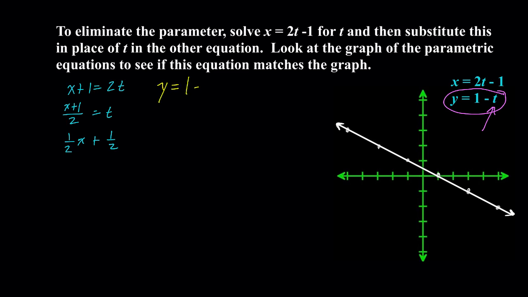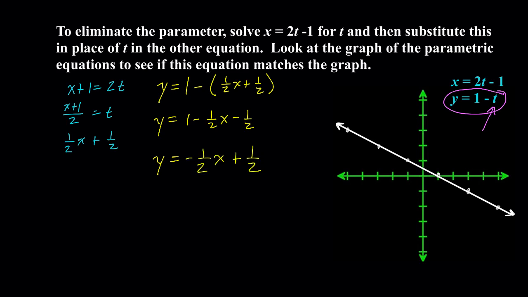y is equal to 1 minus this 1/2 x plus 1/2, which is 1 minus 1/2 x minus 1/2, or -1/2 x plus 1/2, which is a line. This is your y-intercept, which we can see here is 1/2, and -1/2 is your slope, so you can see that yes, we are going down 1 and over 2 for our slope, down 1 over 2.